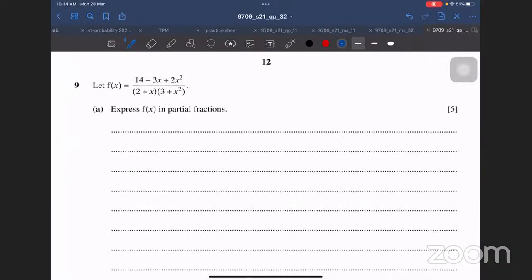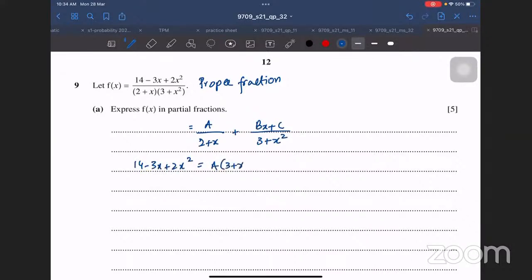Okay, express f of x in partial fractions. What is the first thing that I should notice? That it is a proper fraction. Okay, सो एक बात तो खत्म हो गई कि कांस्टेंट सेपरेट नहीं करना मुझे. ओके, 14 माइनस 3x प्लस 2x square, again मैं डायरेक्ट लिख सकता हूँ a over 2 plus x and bx plus c over 3 plus x square.